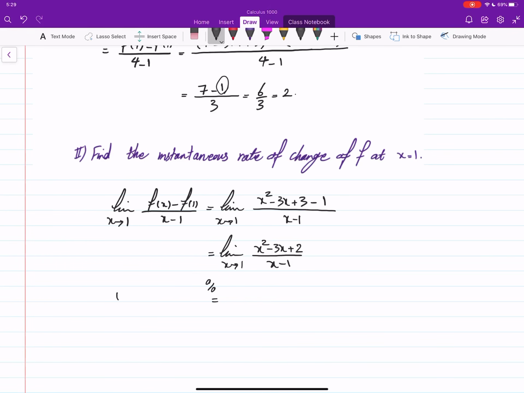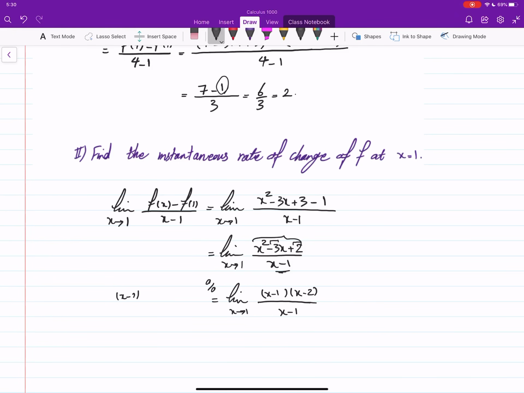And we have to get rid of the vanishing factor, x minus a, here x minus 1. That means that while we already have x minus 1 in the denominator, we find the factor x minus 1 in the numerator and cancel them. Well, factorization of this is easy. Two numbers which add up to negative 3 and when you multiply you get 2. So those are negative 1, negative 2.